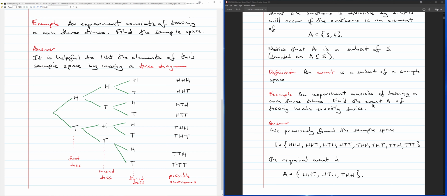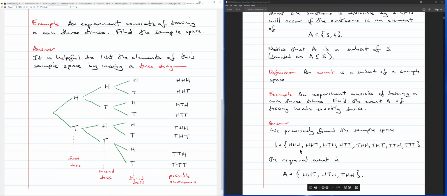What we want to get is the event of obtaining heads exactly twice, of tossing heads exactly twice. The sample space for this experiment we found already, by using our tree diagram, and this is the sample space of my experiment. Notice that you have 8 possible outcomes over here, and what we want is the event of obtaining heads exactly twice. And that's not hard to do.